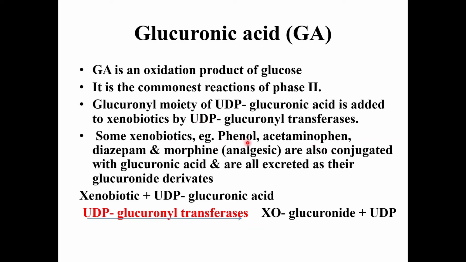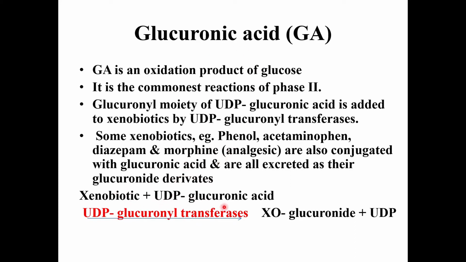Some xenobiotic examples: phenol, acetaminophen, diazepam, and morphine, which is an analgesic, are also conjugated with glucuronic acid and are all excreted as their glucuronide derivatives. So phenol, acetaminophen, then diazepam and morphine, all these are conjugated with glucuronic acid. These are the examples of those xenobiotics that are conjugated with glucuronic acid.